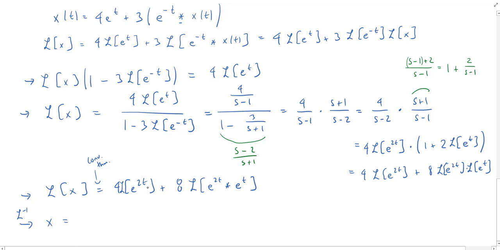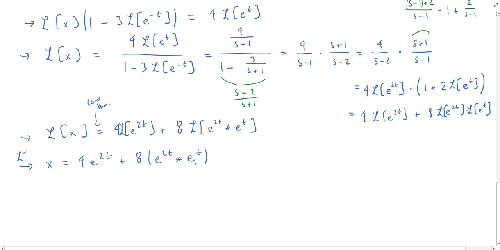So in the first case, this is really easy. I get 4 times e to the 2t. And in the second case, I'm going to get 8 times the convolution of e to the 2t with e to the t. Now, in problem 2 from this quiz, go check out that video, we actually worked out a nice formula for this convolution, only we had at and bt. So let's recall what that result was.